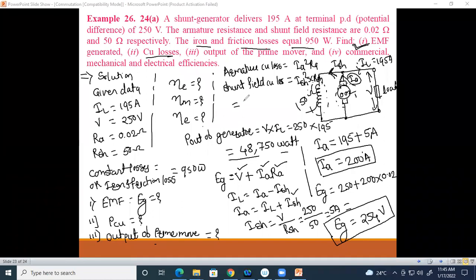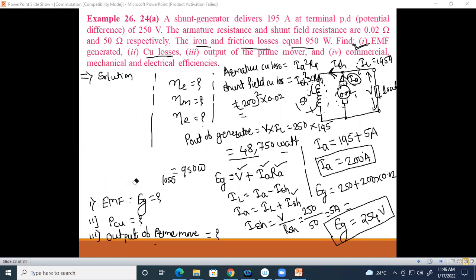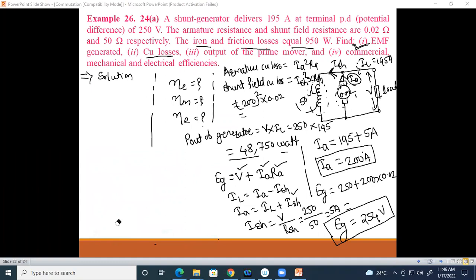So put the value: IA square, 200 square, into RA, which is 0.02. How much does the armature copper loss come to? 800. So the armature copper loss is 800 watt.